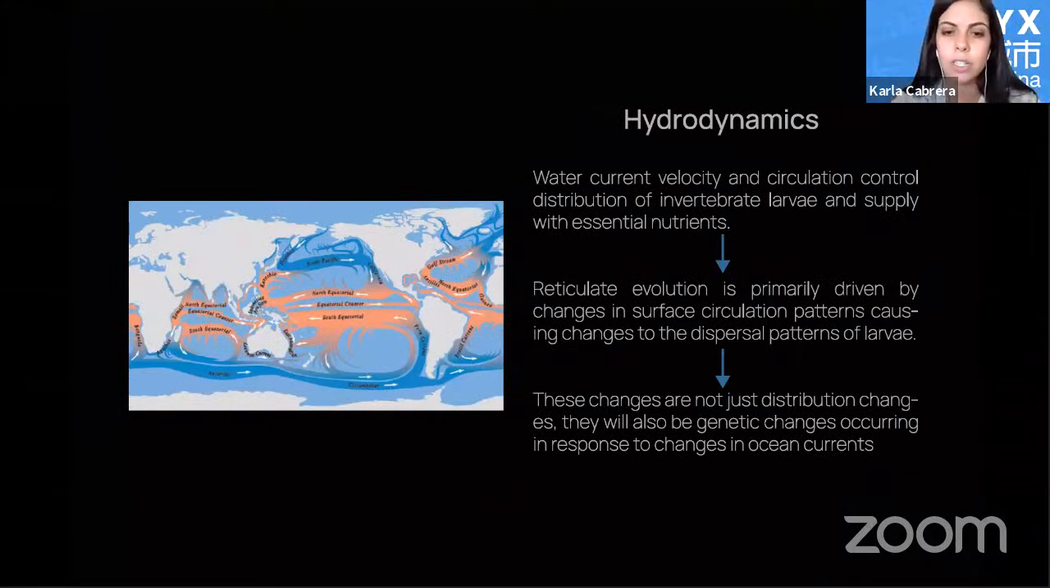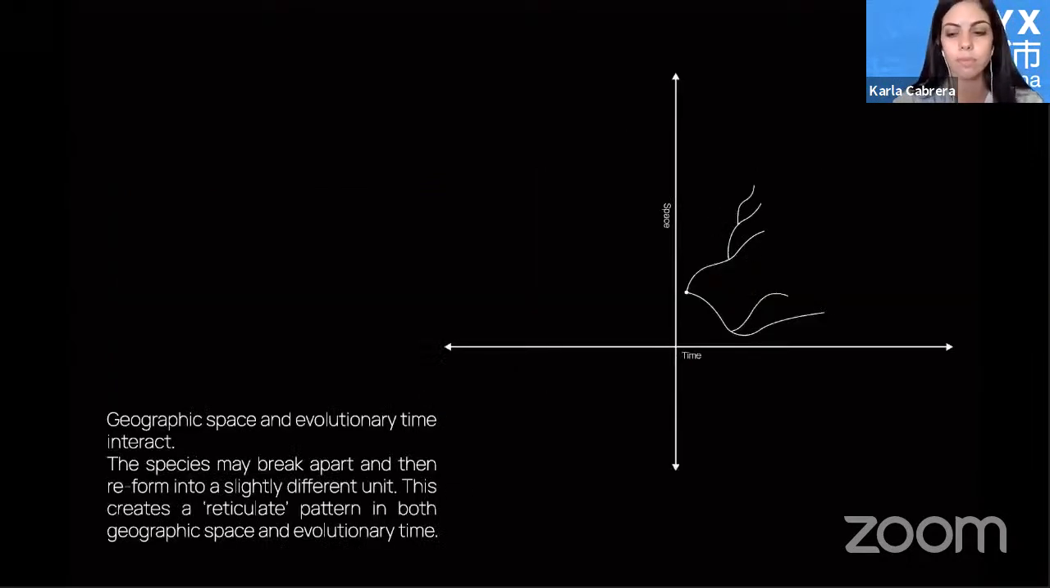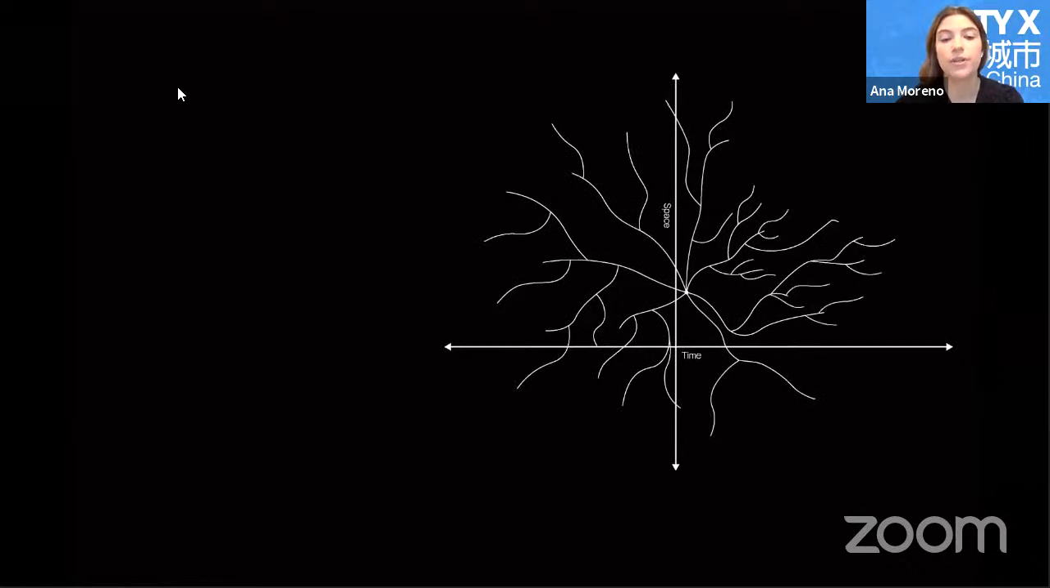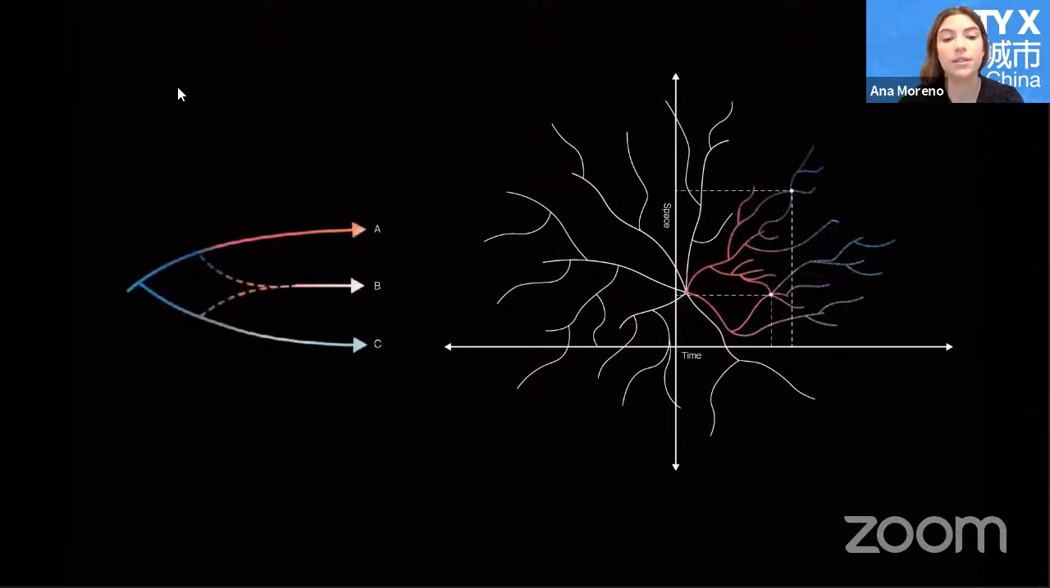And referring back to what I just mentioned, the making and breaking of this genetic context are a result of the ocean currents, whereas the particles start to break apart and go from the family to the genera to the species, and then they find their way back to other species, creating new families or going extinct due to genetic isolation. So going back to the starting quote and connecting it to our concept, we illustrate the idea that life starts from one and the same common form, but however, there is no time or space of origin. During evolution, time and space do take place. So geographic and evolutionary time interact, where species may break apart and then reform into slightly different units, creating a reticular pattern in both the geographical space and the evolutionary time.